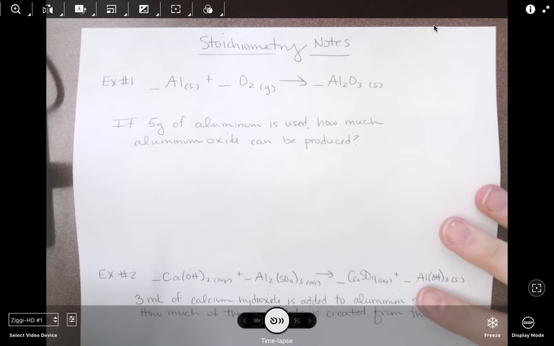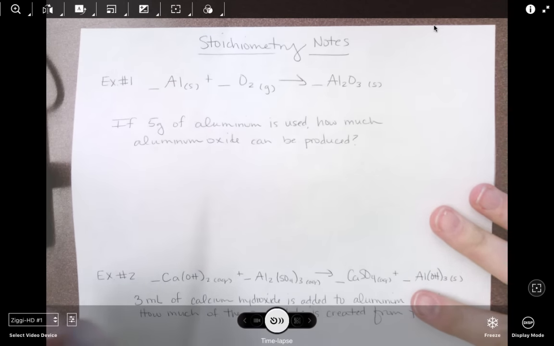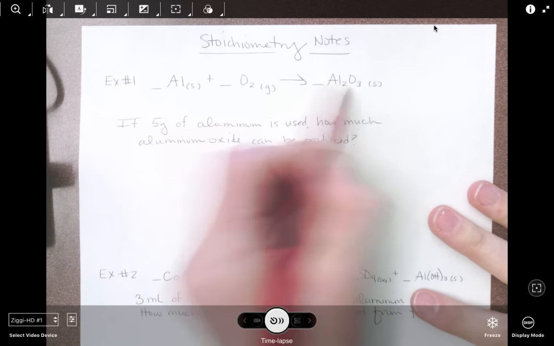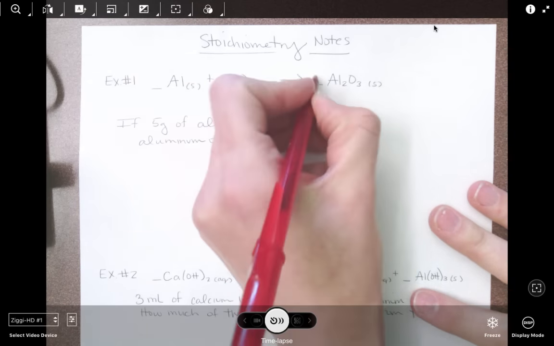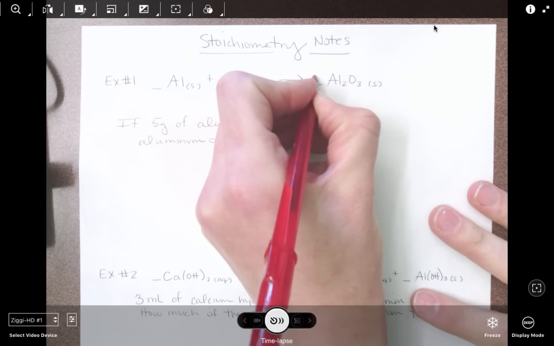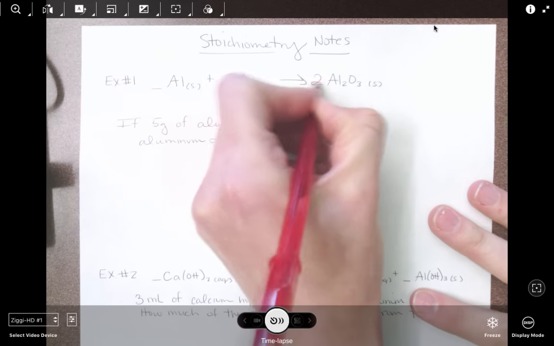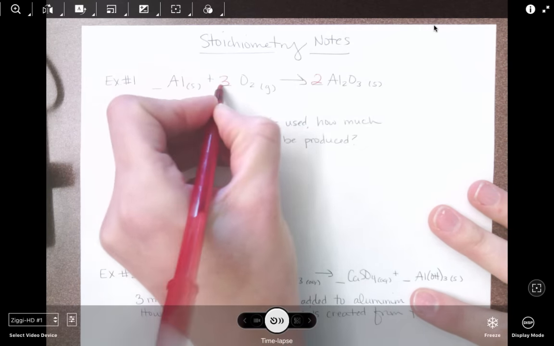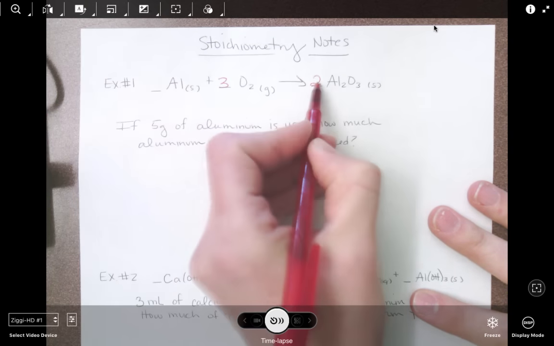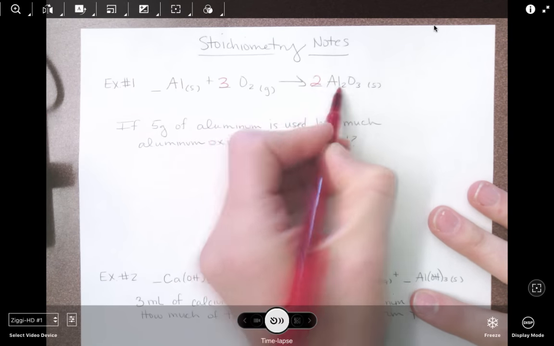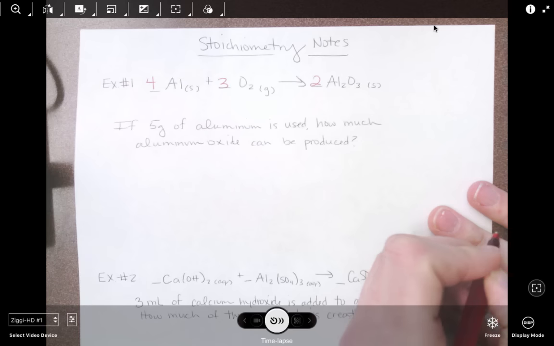The first thing I need to do is balance this equation. So I notice that my oxygens are a 2 to 3 ratio, which means the least common multiple between them is going to be 6. So I'm going to put a 2 and a 3, so I have 6 oxygens. And that makes 4 aluminums, so I'm going to put a 4 in front of my aluminum.